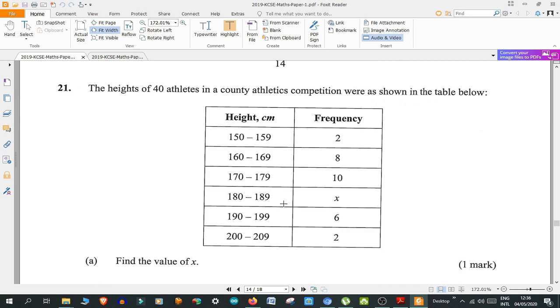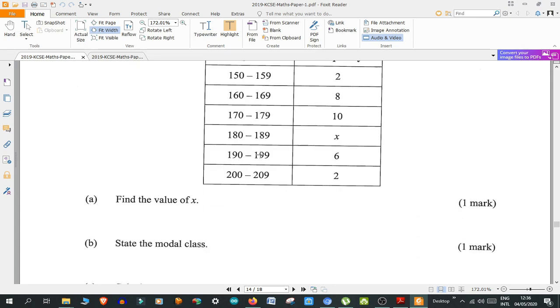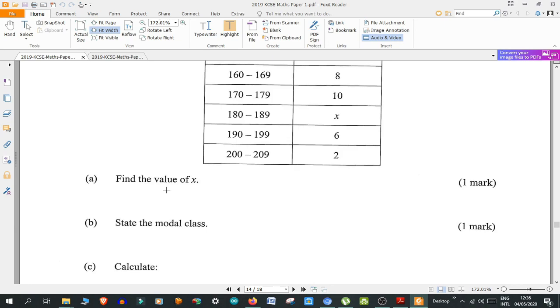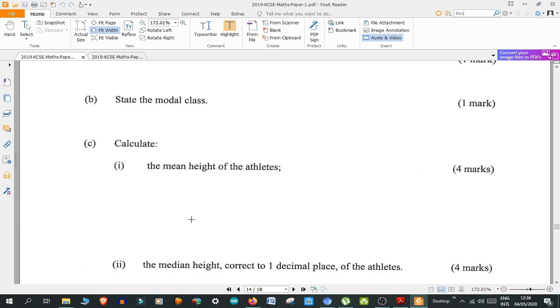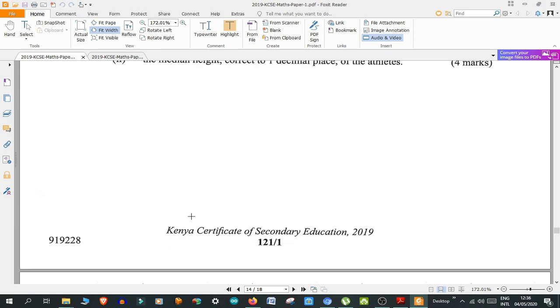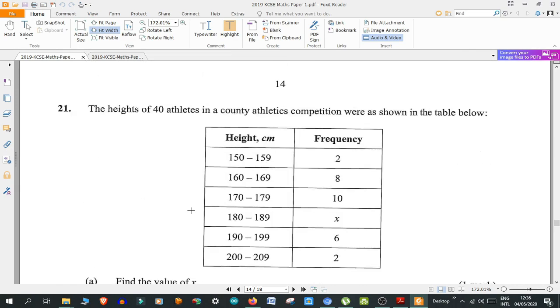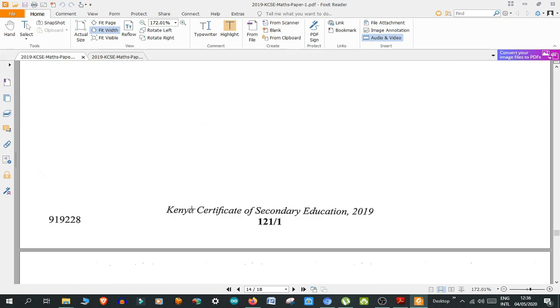Question 21 is a question on 40 athletes in a county athletics competition as shown in the table below. So statistics, finding the value of X, stating the modal class, finding the mean, finding the median, etc. So this is a question that should harvest you a comfortable 10 marks.